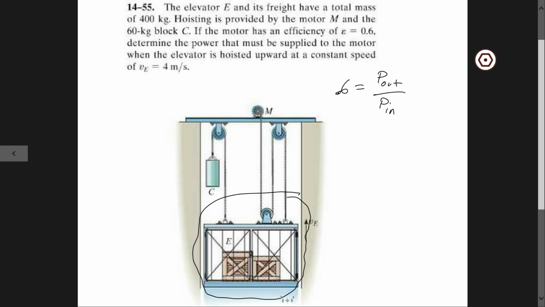Okay, so I've got this elevator over here. I've got a weight down, mg. Let's see, I have 1, 2, 3 tensions. I'm going to call it T. There's 3 of them there. And then over here on the C, I've got another, I'm going to call it TC.